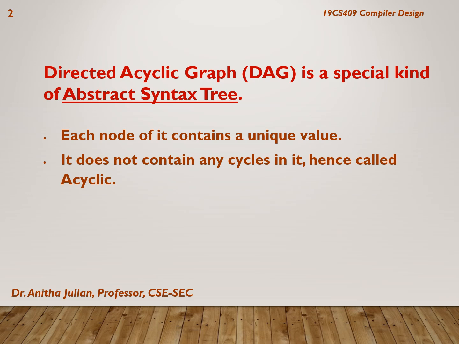So the characteristic features of a DAG are: each node of it will contain a unique value, and it does not contain any cycles in it. That is why it is called acyclic. We are actually drawing a graph, and a graph consists of nodes and edges. So in every node we have to have a unique value. When we drew the syntax tree, we found that there were repeated values, but here we will not have that. So we will take examples and go through it.